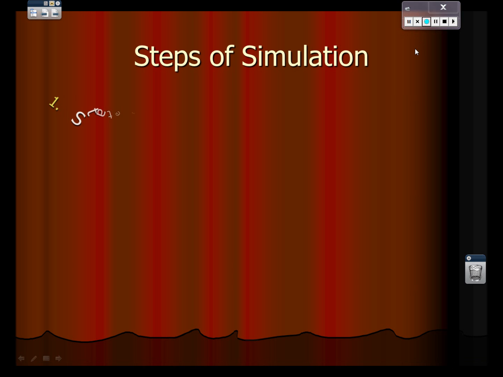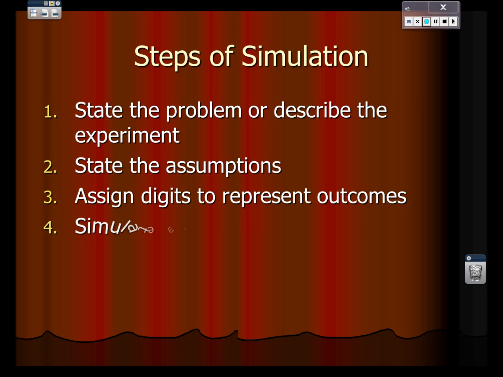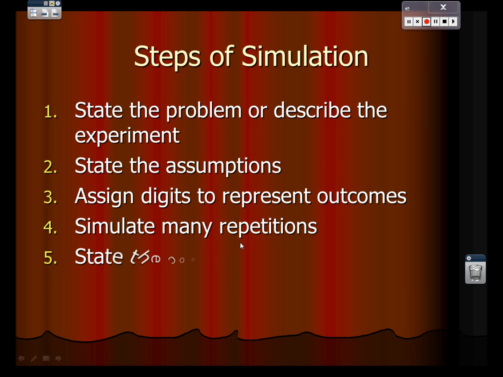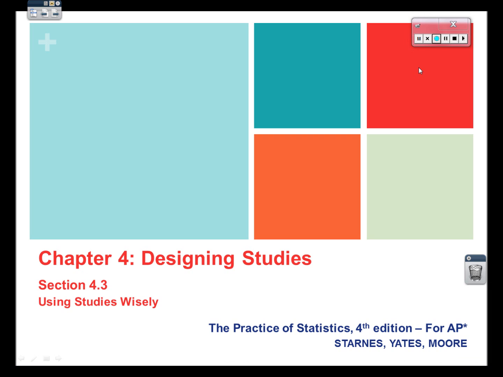Here are the basic steps to simulation. State your problem or describe your experiment. State your assumptions. In most cases, heads or tails, or each number, is equally likely to occur, and successive digits or successive flips of a coin do not influence the next, thus being independent. Assign digits to represent outcomes, simulate many repetitions, and state your conclusions. That's pretty much it for simulation.